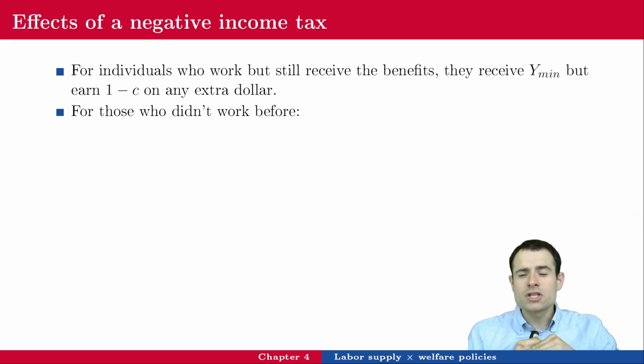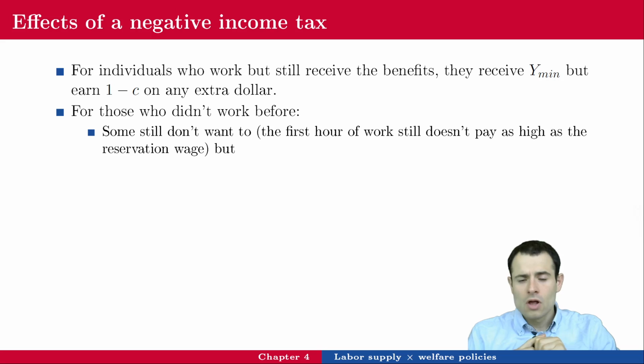Now we're going to distinguish 4 different cases. Among those who did not work before, some still don't want to. The first hour of work still doesn't pay enough. Their own reservation wage is too high. If they make $10 per hour, the government will take $5 back if the clawback rate is 50%. So their net wage will be $5 an hour. If it is not enough, then they will still not work.